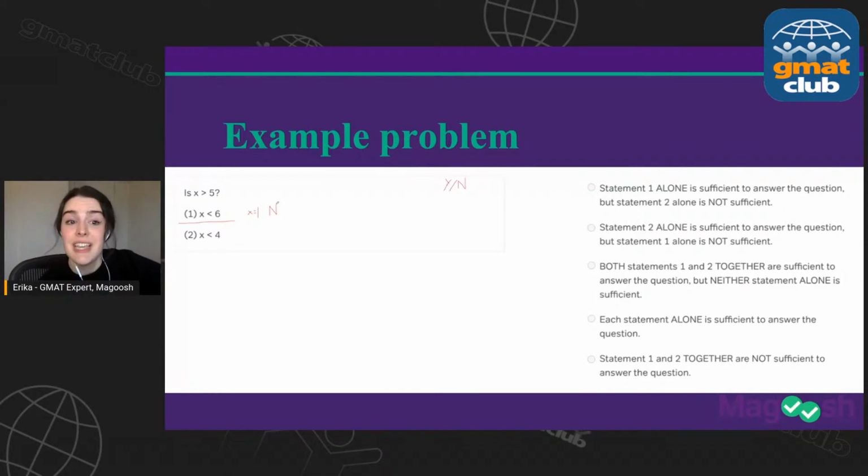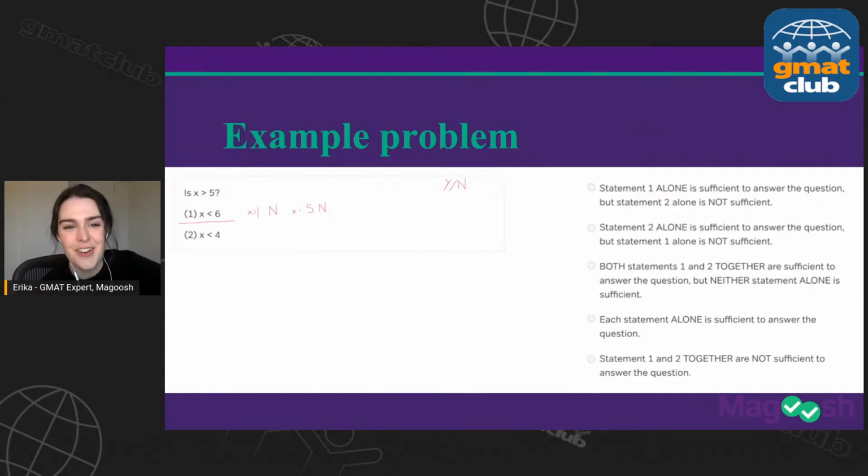Okay, now let's try to get a yes. A lot of folks are putting in 5. Well, x could be 5, and 5 is less than 6. But is 5 greater than 5? That's also a no. So I'm getting a bunch of no's so far. Remember, that should be sufficient.